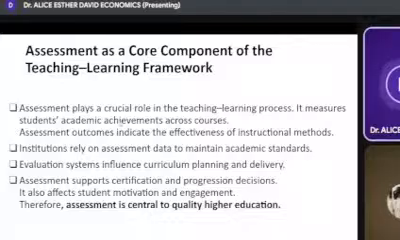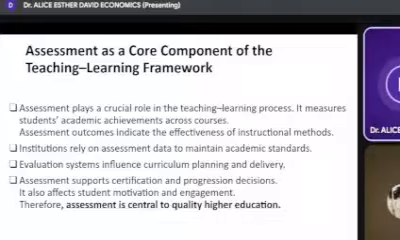When we talk about assessment, which plays a very crucial role in the teaching-learning process, assessment outcomes indicate the effectiveness of instructional methods. It is also a pathway through which we can decide the curriculum, plan the delivery, and see how best we can bring in new curriculum, design or examination patterns in such a manner that they are beneficial to the students, because assessment is central to the quality of higher education.